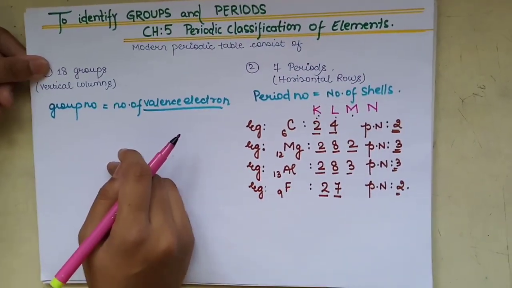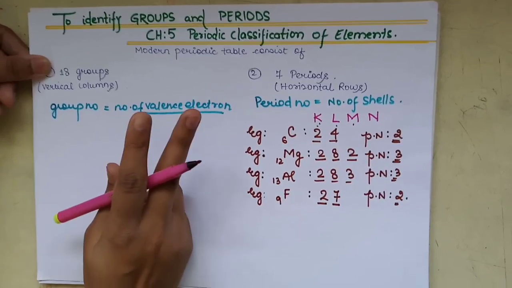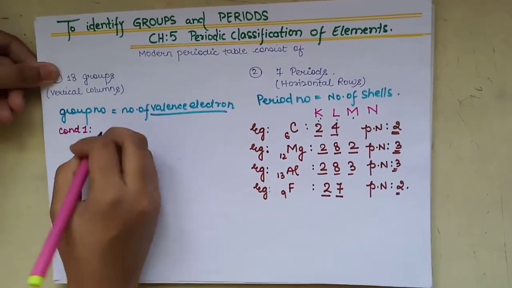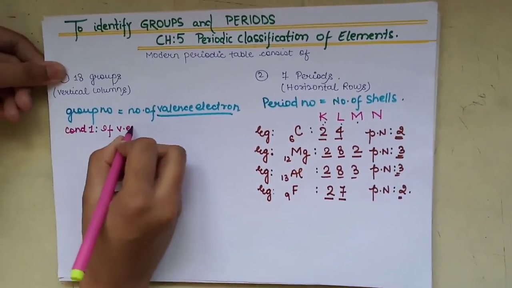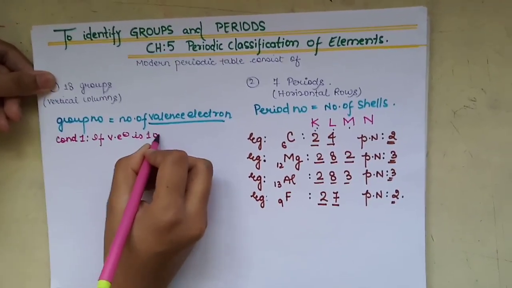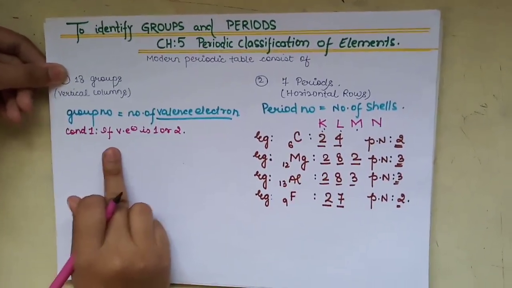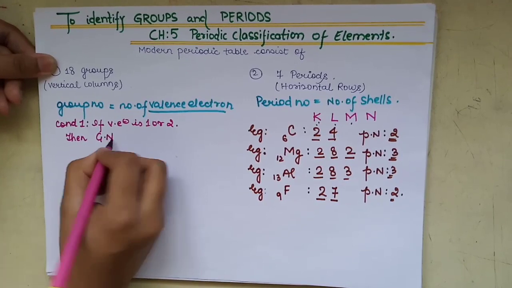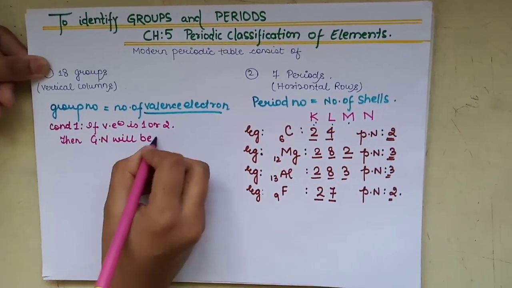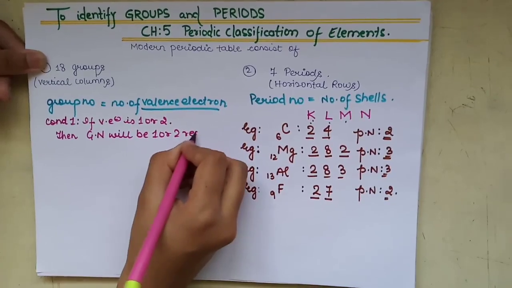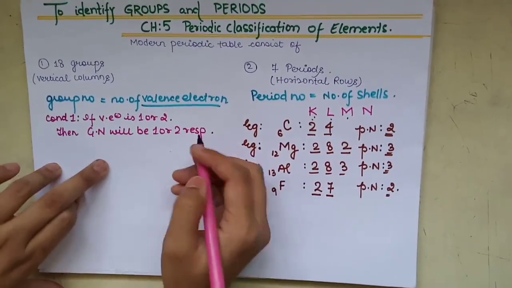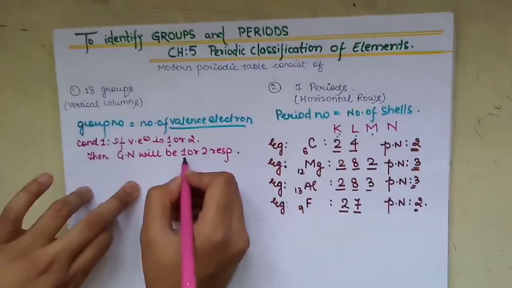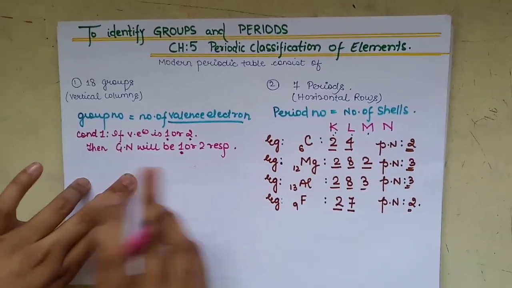So let's move on to group number. The easy way to find the group number is to keep in mind the following 2 conditions. Condition number 1: if the valence electron is either 1 or 2, then the group number will be 1 or 2 respectively. There is no problem. If the valence electron turns out to be 1, we'll easily get that the group number will be 1. And if the valence electron is 2, then the group number will definitely be 2.